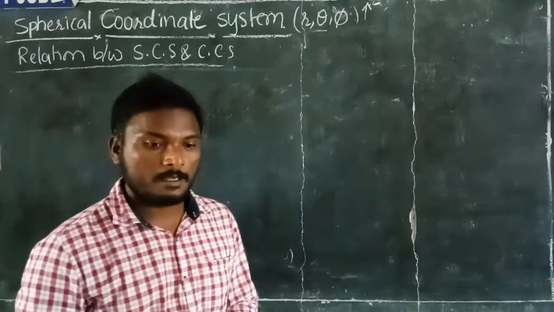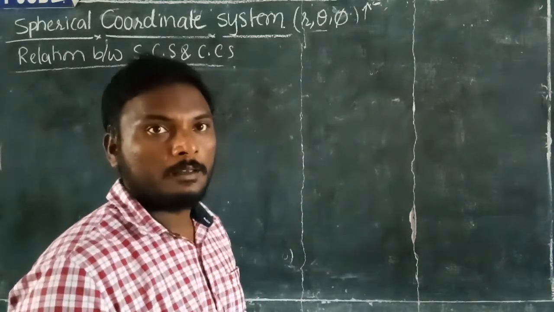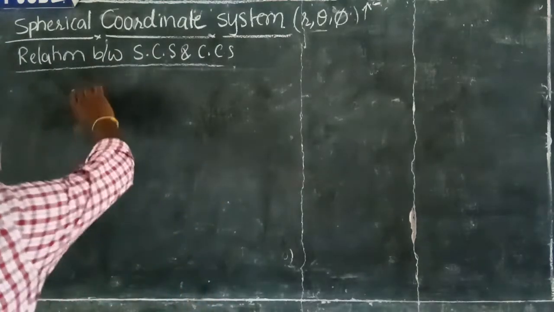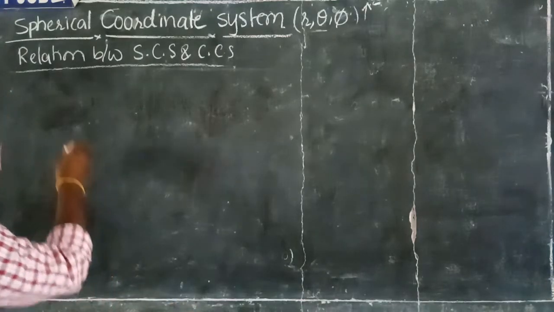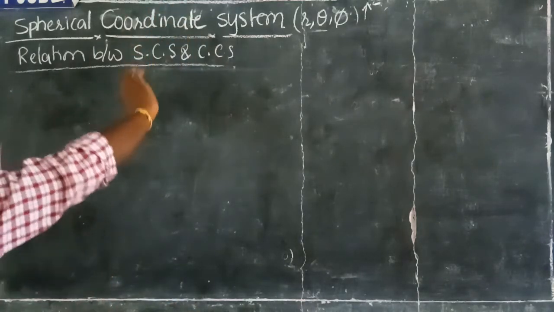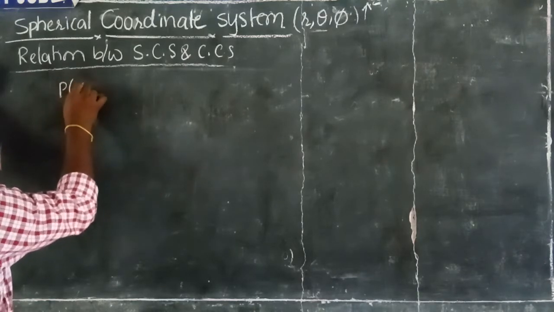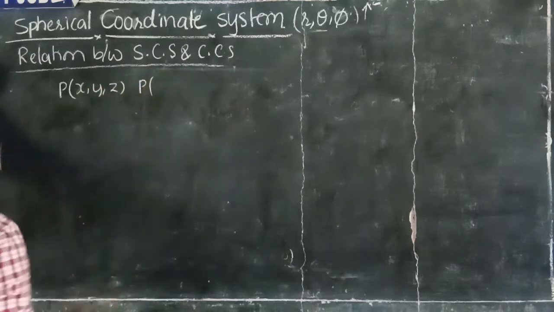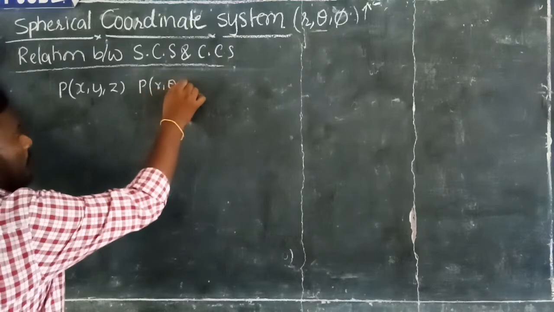Yes, in the last class, due to technical problems, we may not have completed the topic. So now, again, I am going to discuss the same topic, that is the relation between the spherical coordinate system and the Cartesian coordinate system. To get the relation, the point in the Cartesian coordinate system is x comma y comma z, and the point in the spherical coordinate system is r comma theta comma phi.